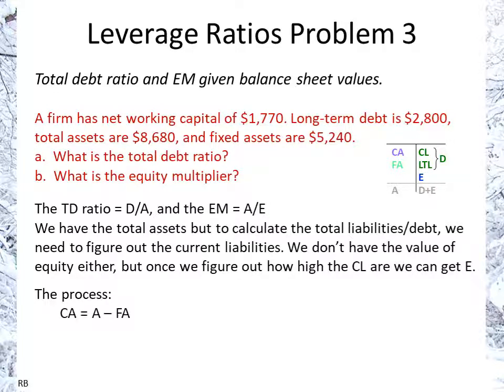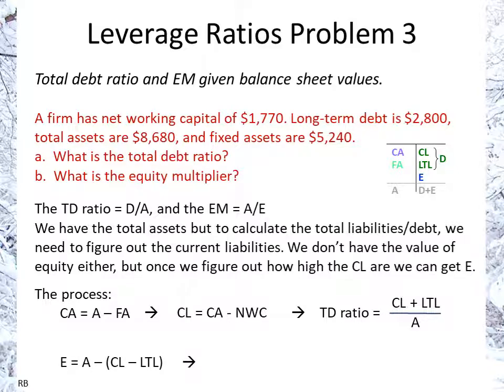So we're going to calculate the current assets as assets minus the fixed assets. Then, because we have the net working capital, we can calculate the current liabilities. And then when we have the current liabilities, we can calculate the total debt ratio. The equity then would be the total assets minus the current plus long-term liabilities, the debt that we calculated, and then we can figure out the equity multiplier.